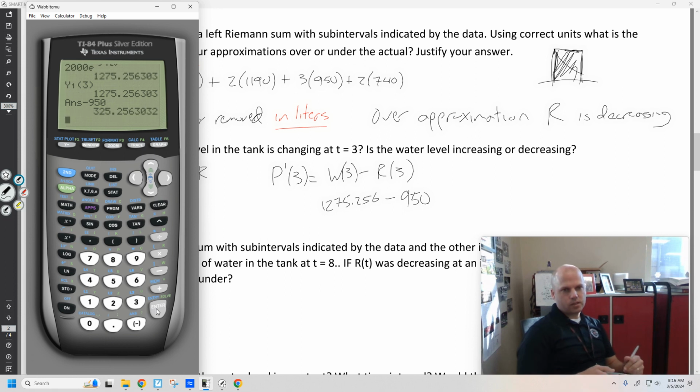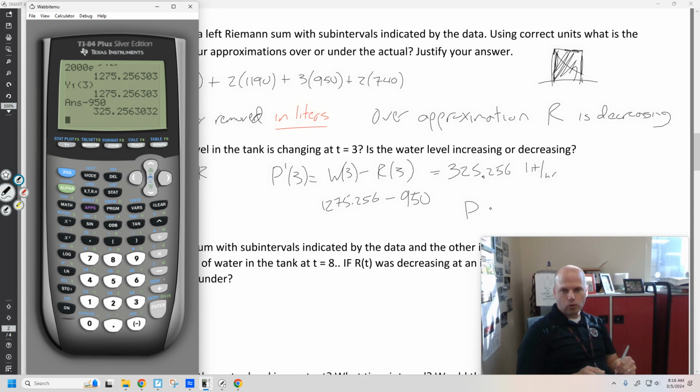And you get this, 325.256. This is liters per hour minus liters per hour. This is liters per hour. It's not liters. These are velocities. So what is this telling you?